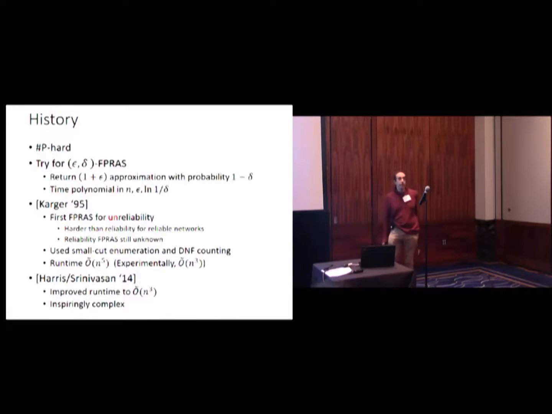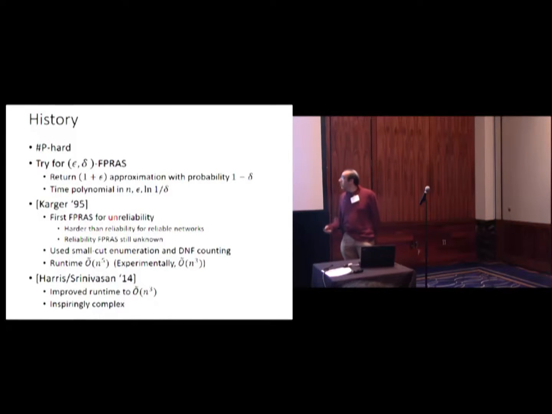History. This problem has been around for a while and was in fact one of the first problems identified as a sharp-P-hard problem, which of course means that it is at least as hard as NP-hard problems, and we're unlikely to find exact solutions for it. So the focus has been on a variety of approximation problems around it, and the most common one is to look for what's called an FPRAS, a fully polynomial randomized approximation scheme. It's parameterized by epsilon and delta. The goal is to return an approximation that is within 1 plus epsilon of the correct answer with probability at least 1 minus delta. And you want to do this in time which is polynomial in n, in 1 over epsilon, and in the log of 1 over delta.